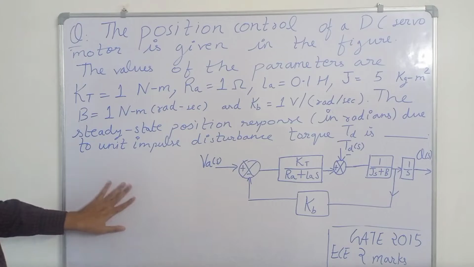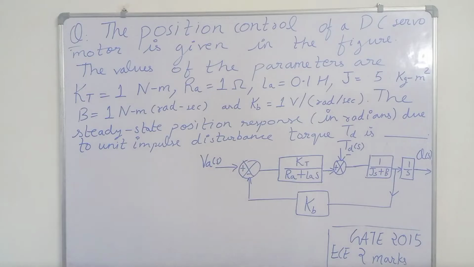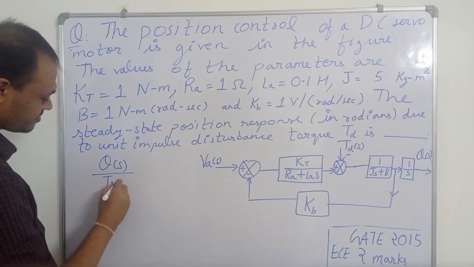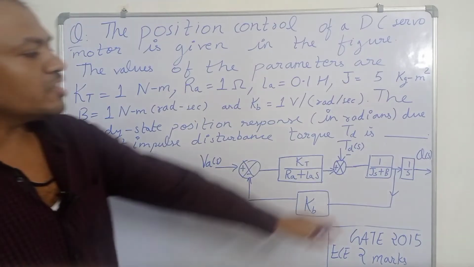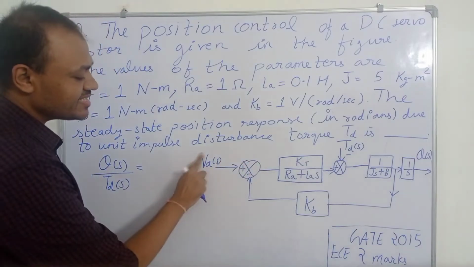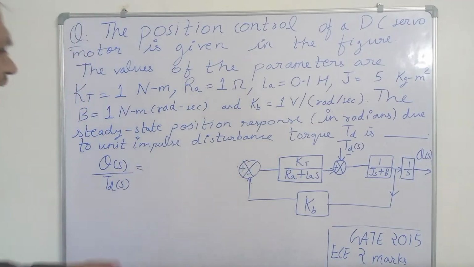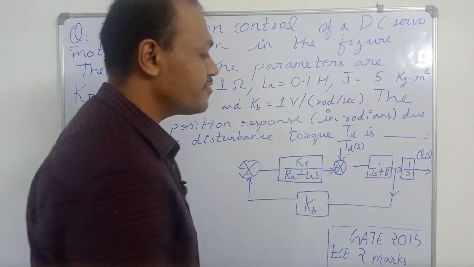So we have to find the steady state position response. First we have to find the transfer function, and for the transfer function we have to use Mason's gain formula. First we will find the transfer function theta of s upon Td of s. This is your output, this is your input. We will consider the other input to be 0, and we will find the transfer function.